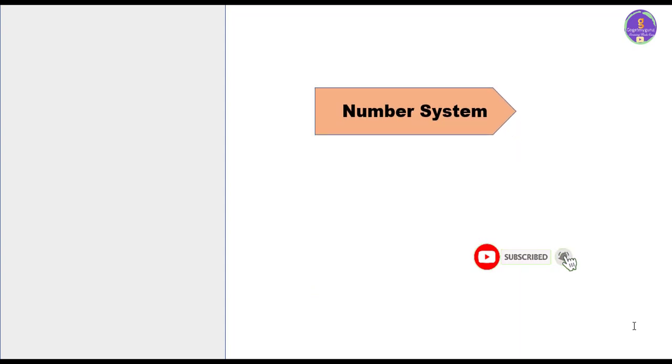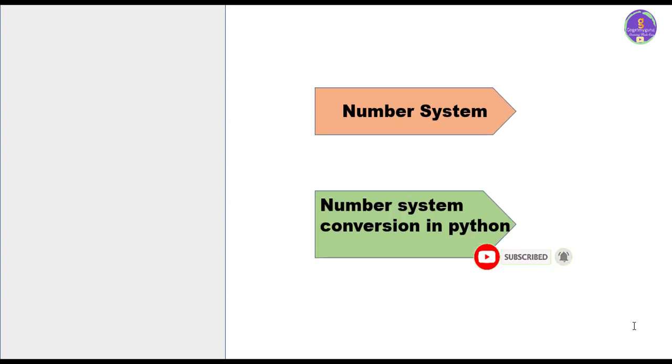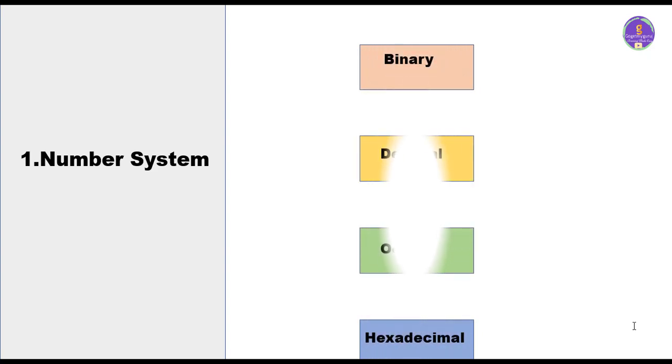In this video, you will be learning about number systems and number system conversion in Python. So what are the number systems you know? Most of you might be knowing decimal number system and binary number system. There are another two types of number system, that is octal and hexadecimal. So what is the difference between these number systems?